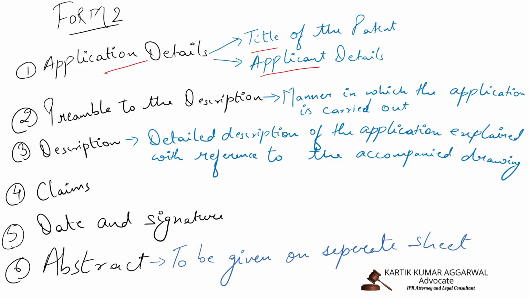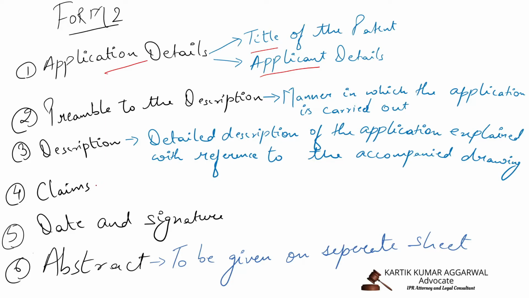Following the preamble to the description is the description of this invention. Description is detailed description of the application and it should be explained with the accompanying drawing. Following this are the claims to the invention. Anything out of the scope of the claims will not be granted protection.